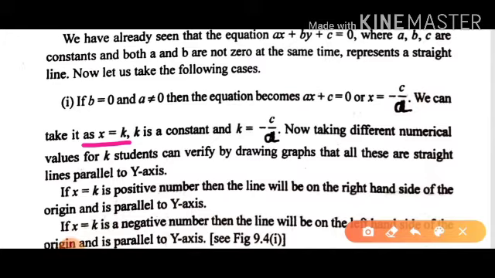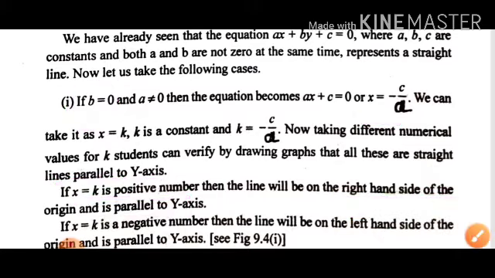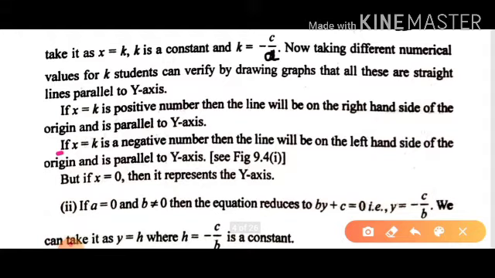So that means b will be equal to 0, so x = -c/a, which we can take as k. So it is a line parallel to the y-axis. When k is positive, remember it is on the right hand side of the y-axis, and when k is negative, it will be on the left hand side of the y-axis.